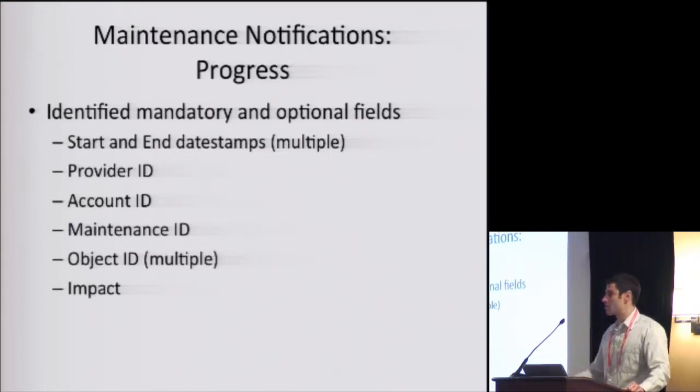And then all the objects that are going to be acted on by this maintenance. So in the context of networking, this could be circuit IDs or BGP IP peers or peer IPs. Or for other services, again, the IaaS example, this could be a virtual host ID or something of that nature. And then the impact. Is this service impacting? Is it advisory only, et cetera?